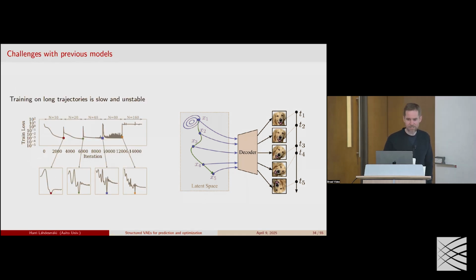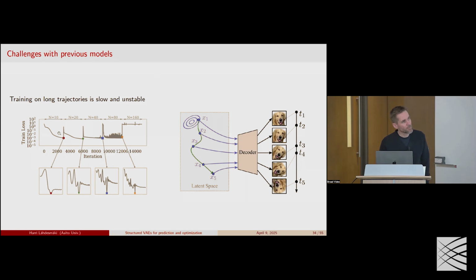What is challenging with these techniques is that the training on long trajectories can be really slow and unfortunately unstable. So there's theoretical work for the discrete time systems saying that the objective function, in terms of the Lipschitz constant, can grow exponentially in terms of the length of the trajectory. And that's demonstrated here in this empirical evaluation.